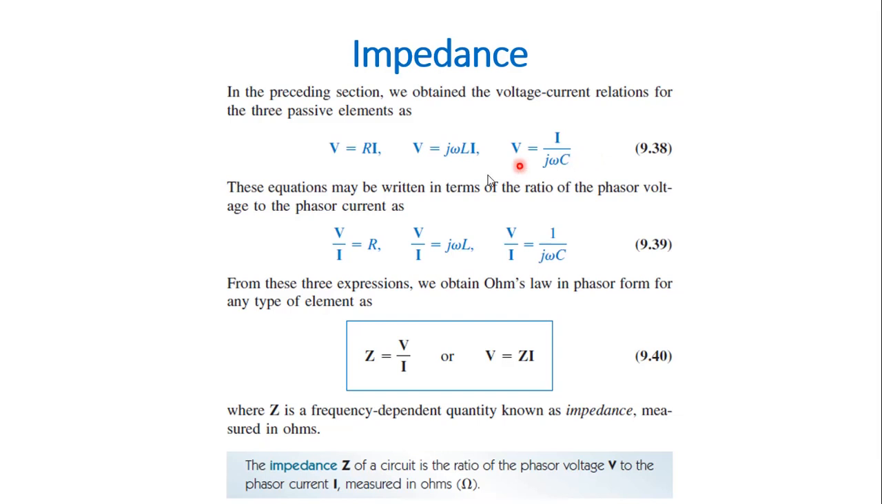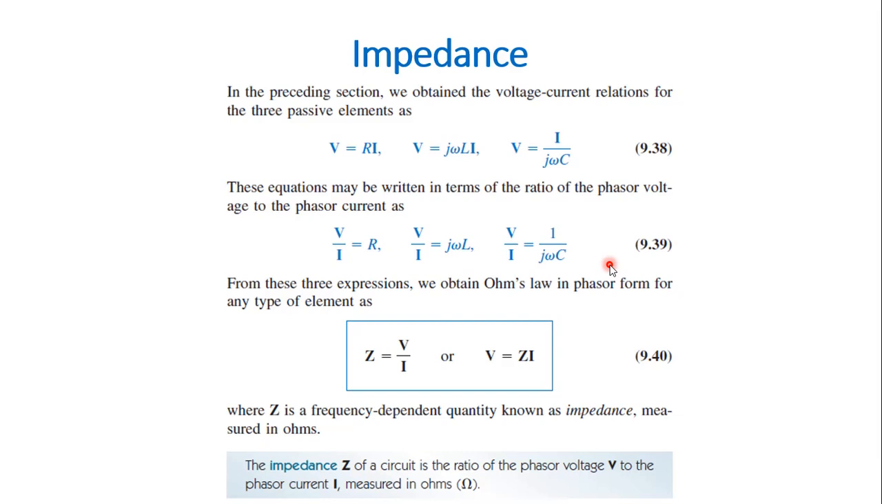Now let us rearrange these equations in such a way that it is the ratio of voltage to current. So here it is expressed in phasor relationship, and we'll express this in terms of the ratio of phasor voltage to phasor current. So for a resistor, if we rearrange this equation, we will get V by I is equal to R. Similarly, for an inductor, V by I will be equal to j omega L, and for a capacitor, V by I will be equal to 1 by j omega C.